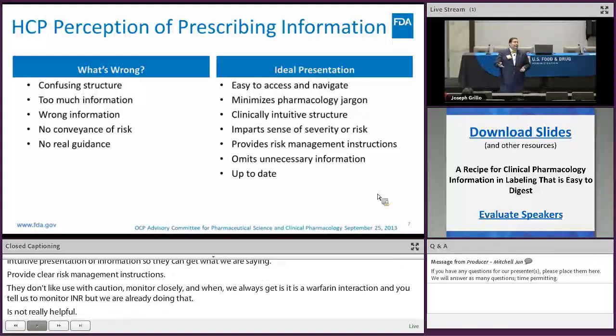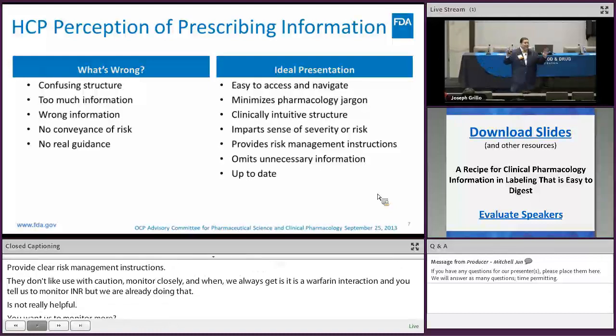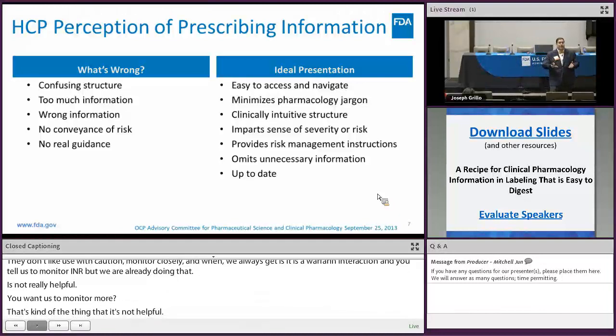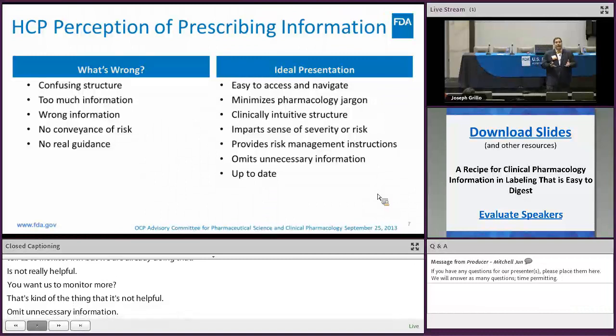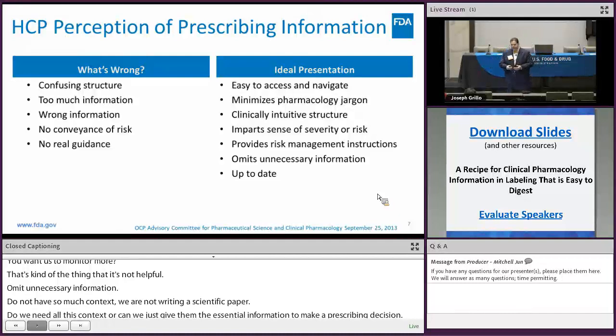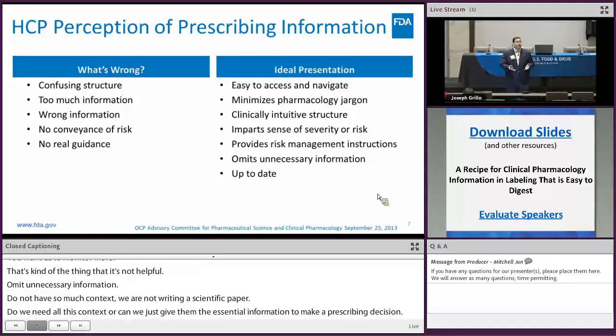Omit unnecessary information. So don't have so much context. We're not writing a scientific paper. We're writing an instrument to help safe and effective prescribing. So, do we need all this context, or can we just give them the essential information to make a safe and effective prescribing decision? And bottom line, like was discussed yesterday, the labeling really must be up to date. So these are things that we heard from them in 2013.